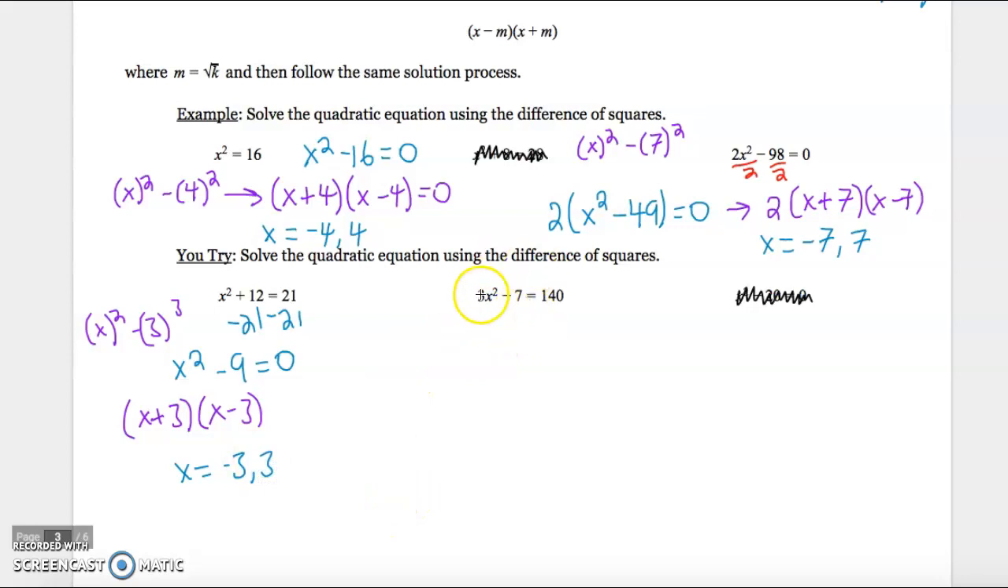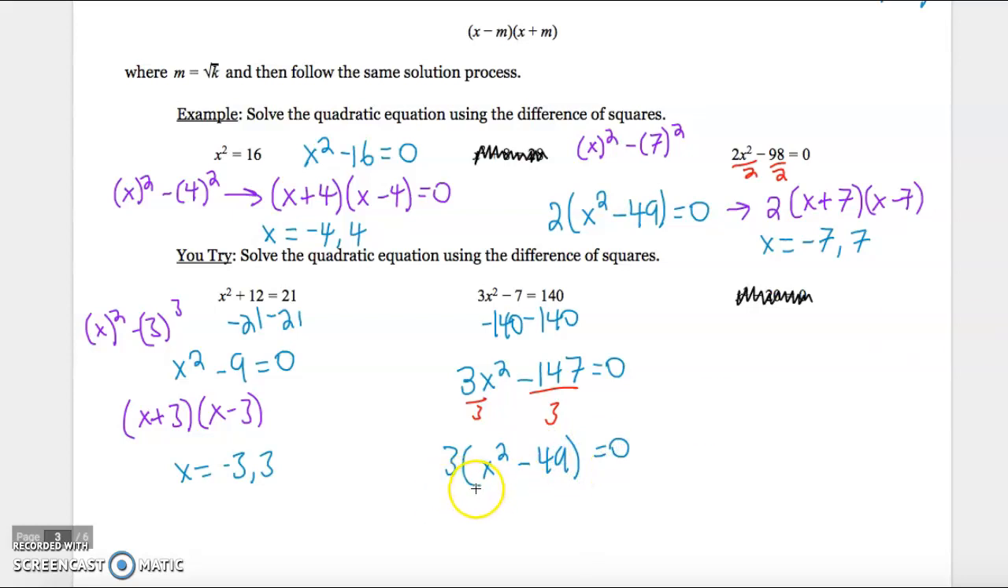All right, last one. For this one, I've gotta get it set equal to 0, so I'll subtract 140 from both sides, and then I'll have 3x squared minus 147 equals 0. And then I have a GCF, I can pull out that 3. And then to figure out what's left over, we think of it as division. Divided by 3, divided by 3. And I get just an x squared minus 49.